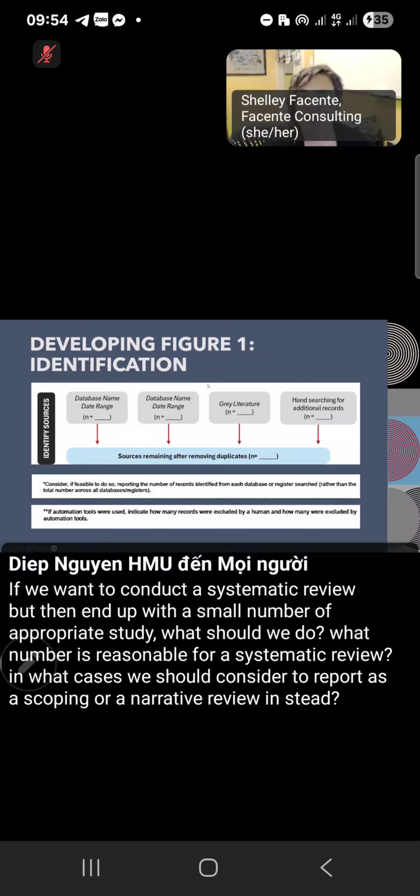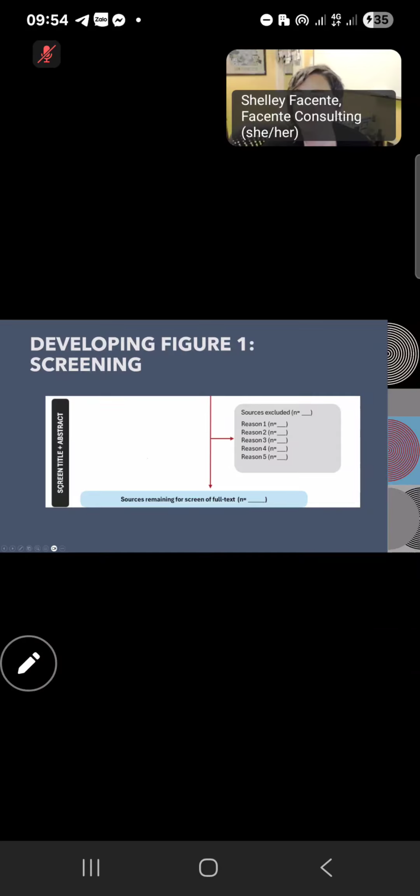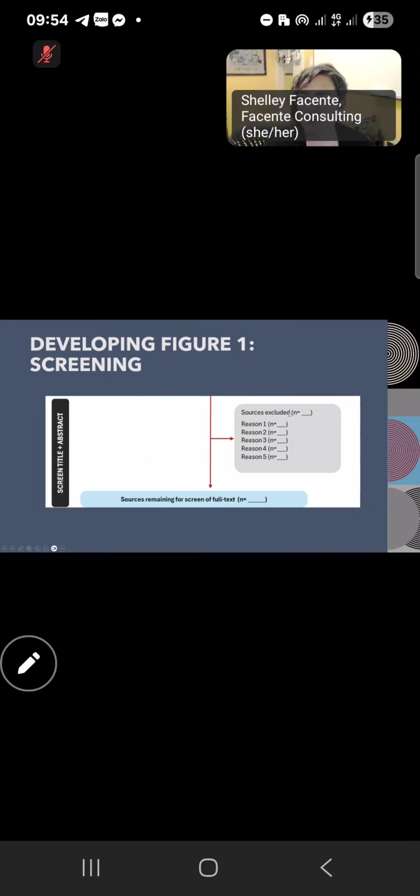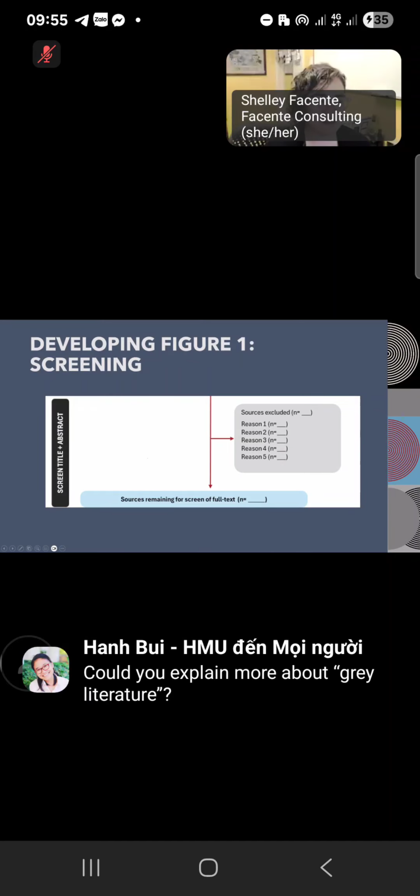Then you get to the place where you're screening the title and abstract. We've talked about this already, so I'll go through it pretty quickly. Basically, you say at the top how many total were excluded at this step, and then specify the reasons they were excluded, with the specific number for each. And then how many are left for the full text screen. So the number of sources remaining after removing duplicates, minus the number you excluded, should equal this number. It should be very simple math. And all of the reasons should add up to the number excluded. So hopefully that makes sense.